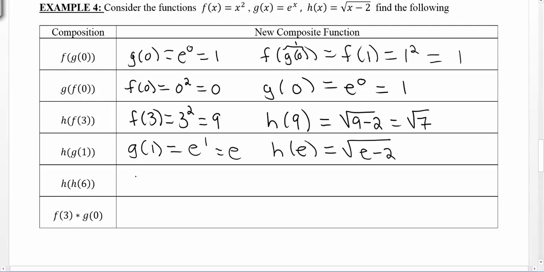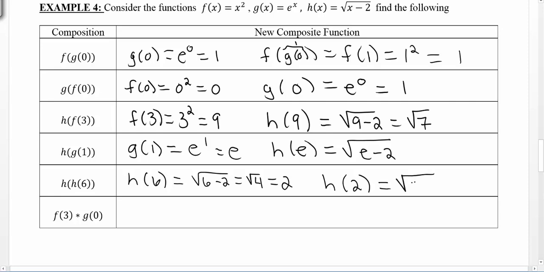h of h of 6. So the first thing I need to do is calculate h of 6. h of 6 is going to give me the square root of 6 minus 2, which equals the square root of 4, and the square root of 4 is 2. Now I'm going to take that and plug it back into h again. So now I have the square root of 2 minus 2, which equals the square root of 0, which is 0. So h of h of 6 equals 0.